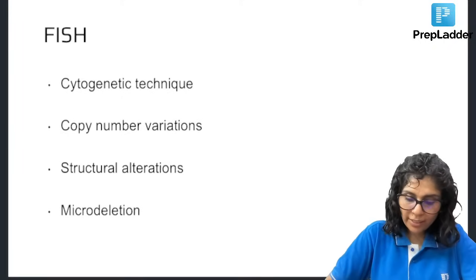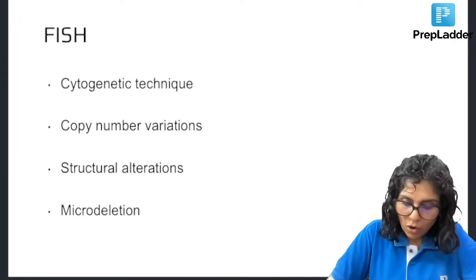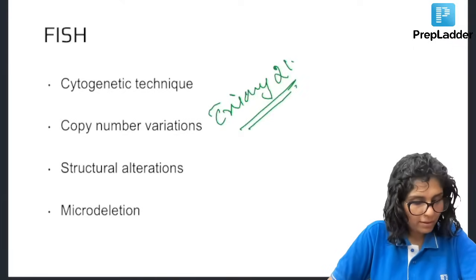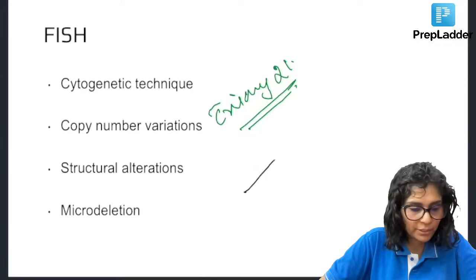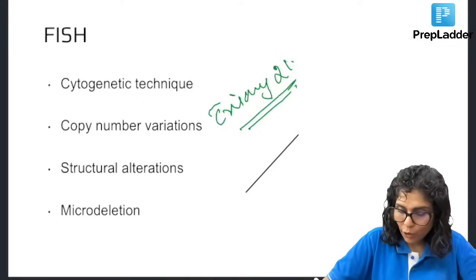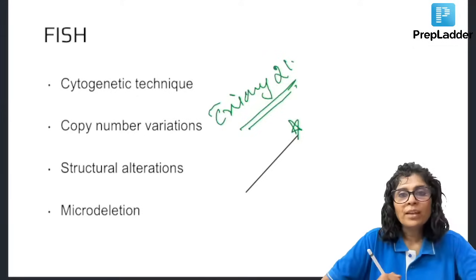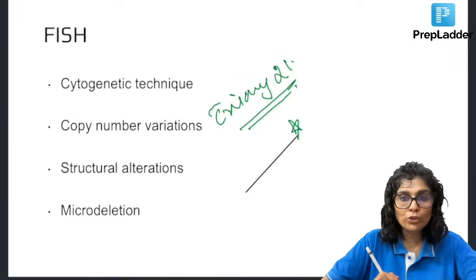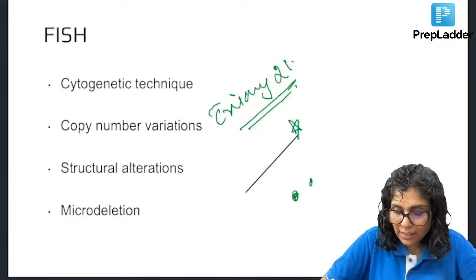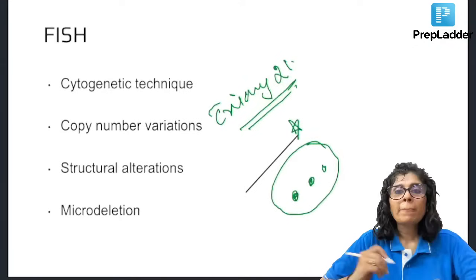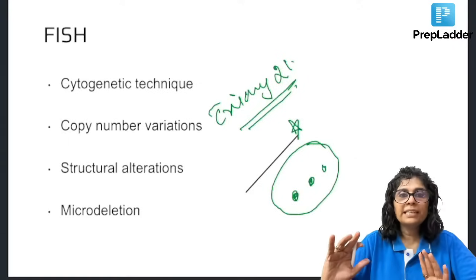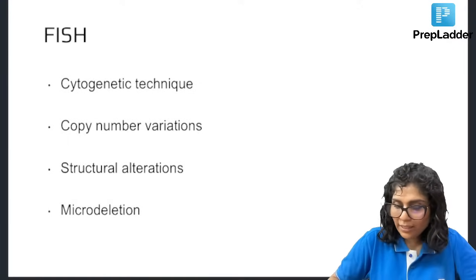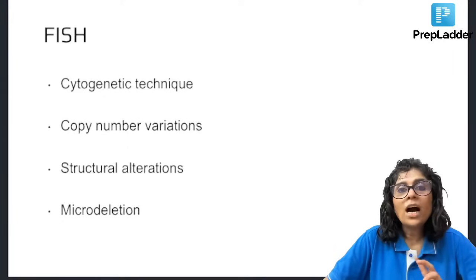Suppose you are trying to detect copy number variation like trisomy 21. You choose a fluorescently labeled probe which is complementary to chromosome 21 sequences. You label it with a green fluorescent dye. You add it to metaphase arrest chromosome of a cell. And if you see 3 signals coming from a nucleated cell, it means it is trisomy 21. Okay, so copy number variations can be detected. And yes, structural alterations can also be detected, like how I showed you here.